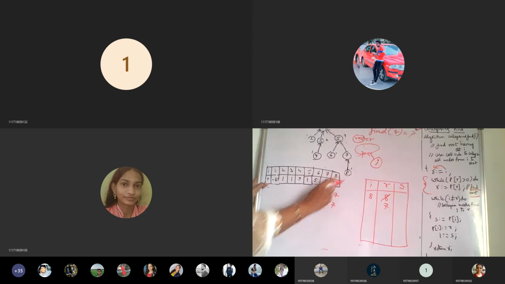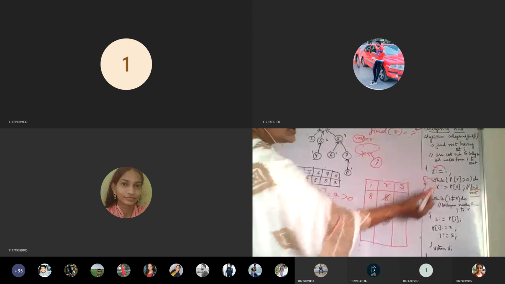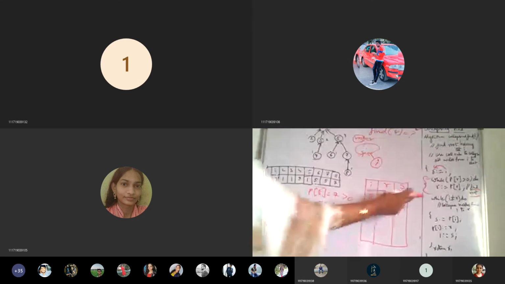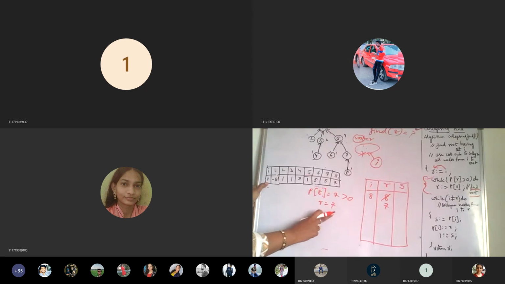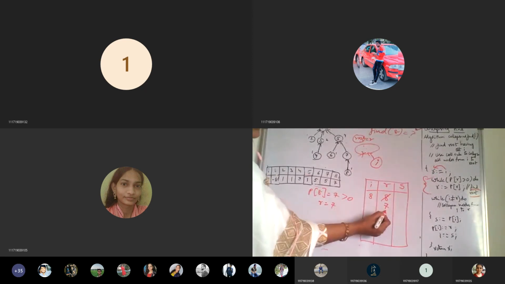So P of 8 is equal to how much? P of 8 is equal to how much? 7. So 7 is greater than 0. Yes, so it is greater than 0. So we are making R is equal to P of R. So that is equal to 7. So now this is replaced by 7.